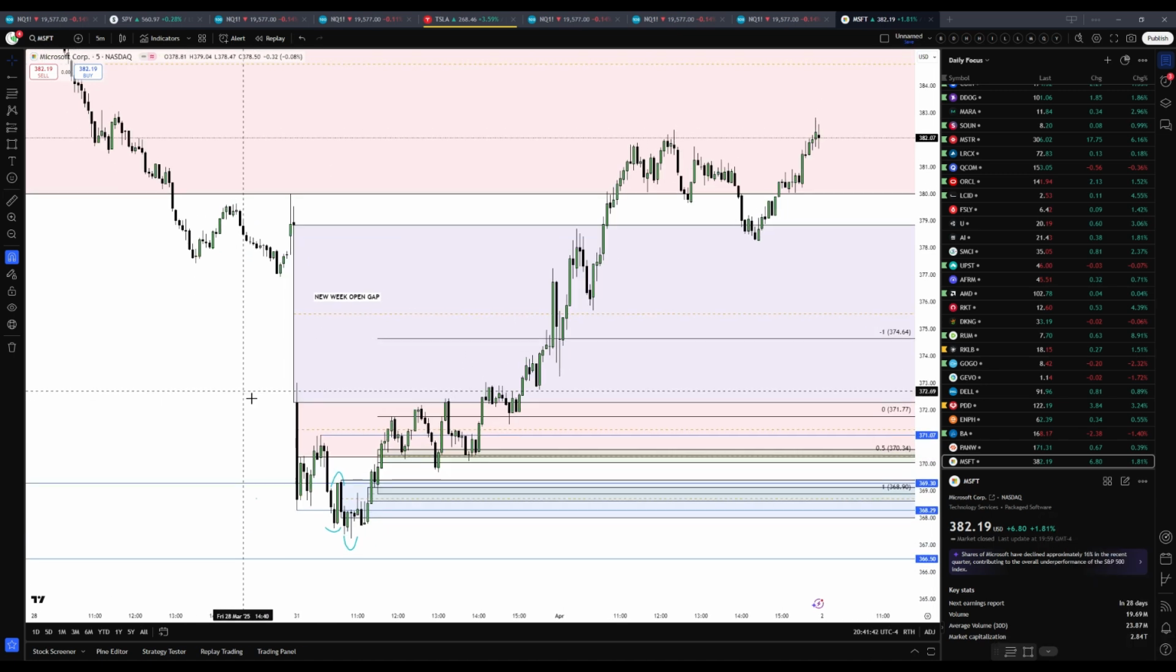Let me just zoom in a little bit more. There is your run through highs. That is the completion of the Mando model. Okay. Now from this point, you're going to notice price takes out this low right here.